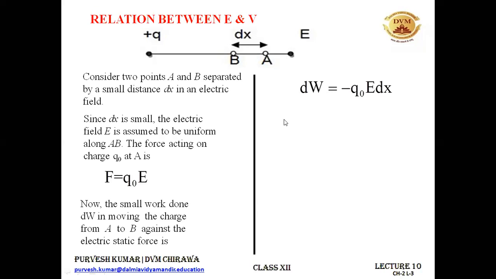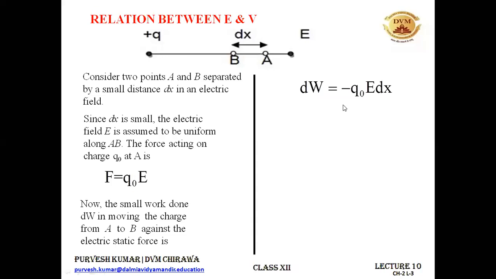Work done is what? The product of the force and the displacement. The force on the charge Q naught when it is placed at A is F, and you are moving it to a distance dx. So you have to take the dot product of F and dx, but the angle between them is 180 degrees. That's why this minus sign is there, because F dot dx is F dx cos 180. Cos 180 is minus 1 and becomes minus F dx.